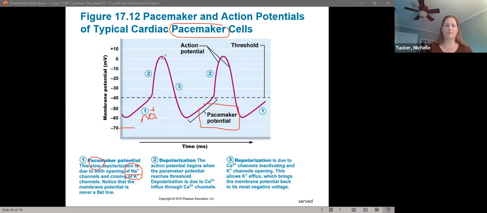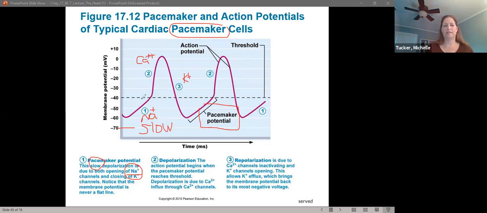This rapid depolarization is caused by calcium channels in addition to the sodium channels. And then repolarization is again under control of potassium. So slow sodium channels establish this slanting baseline.